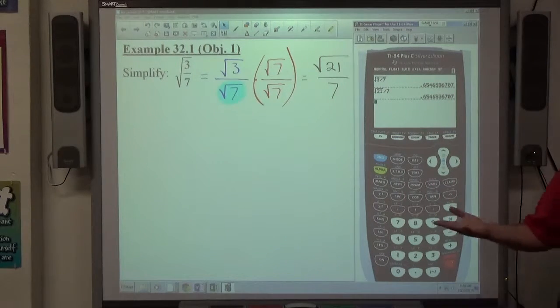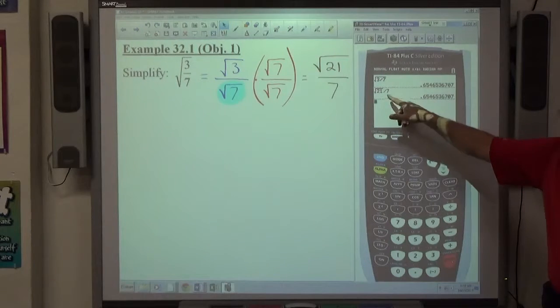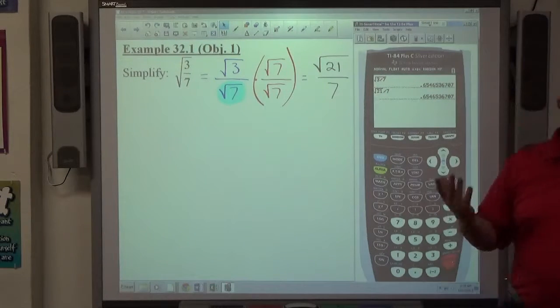So they're self-checking problems. If you're in the middle of a test and you want to make sure you got the problem right, that's all you have to do. Type in the problem, type in your answer, and make sure they're the same decimal approximation. Make sure your answer has a whole number in the denominator, and then you're in good shape.